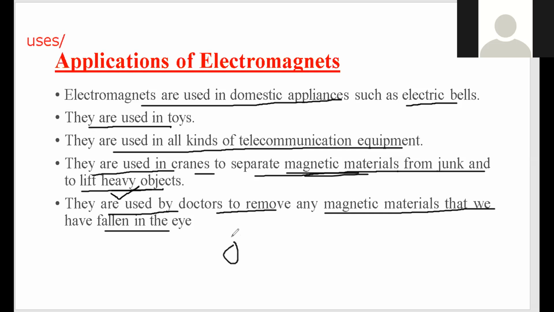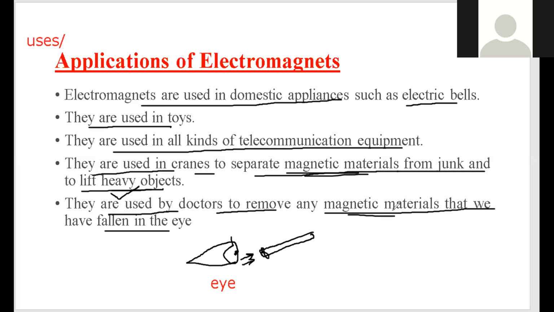For example, suppose this is the eye of a person in which the magnetic material has fallen. So what is done? Suppose an electromagnet is brought near to it. So that is the electromagnet. The electromagnet will attract any iron particle fallen in the eye, and in this way it is used to remove any magnetic materials from the eye. So this is how the electromagnet is used in different objects for different purposes, right?